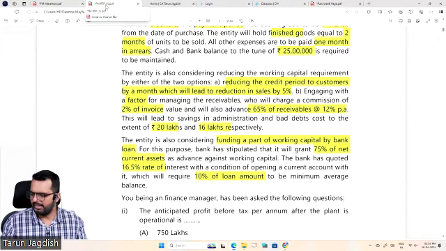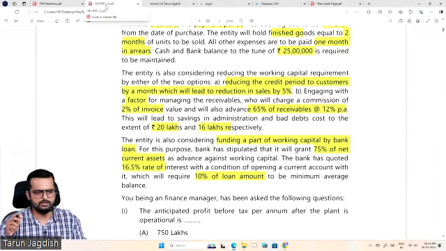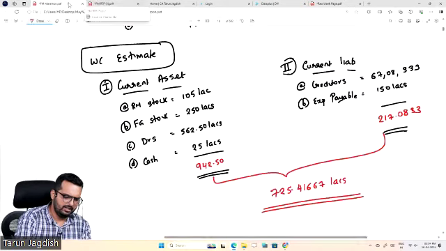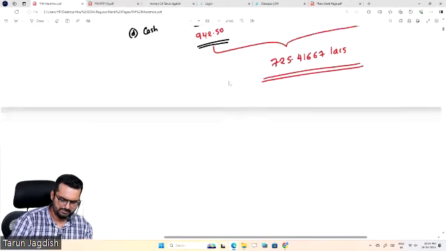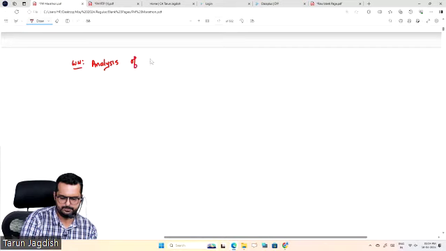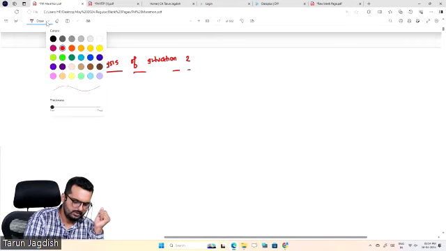So friends, now we have to analyze these two options. Shall we do it one by one? Okay, everyone interact with me. Earlier, how much was the credit period? 3 months. Now it has come down to 2 months, so my fund has been released for how many months? One month. So I'll just go to the next page and next to working note, you write down analysis of situation 2.